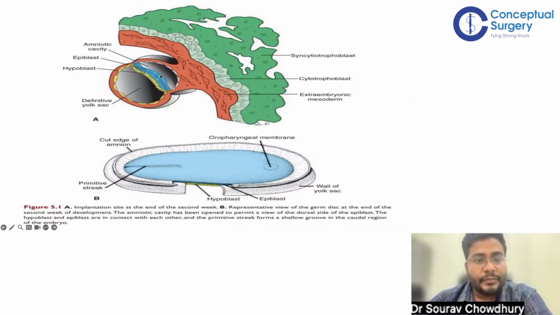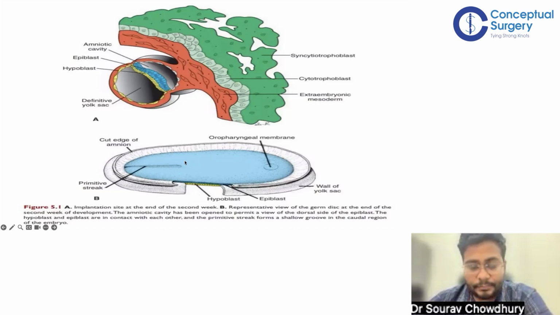The amniotic cavity will harbor the developing fetus in future, and the definitive yolk sac will initially give nutrition as well as blood supply to the fetus, and then in the later stages will form the gut, the genitourinary system and everything. This is the cut section. You can see the hypoblast layer and then the epiblast layer.